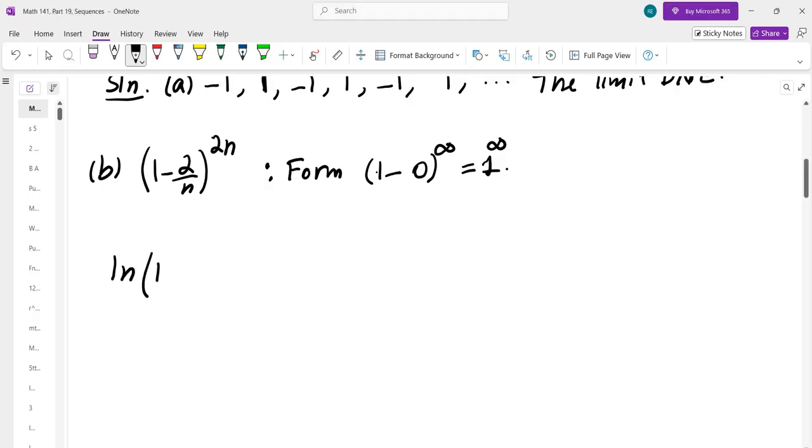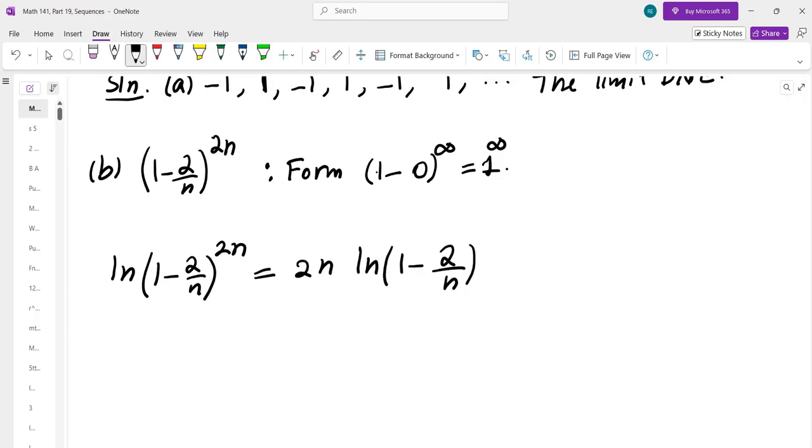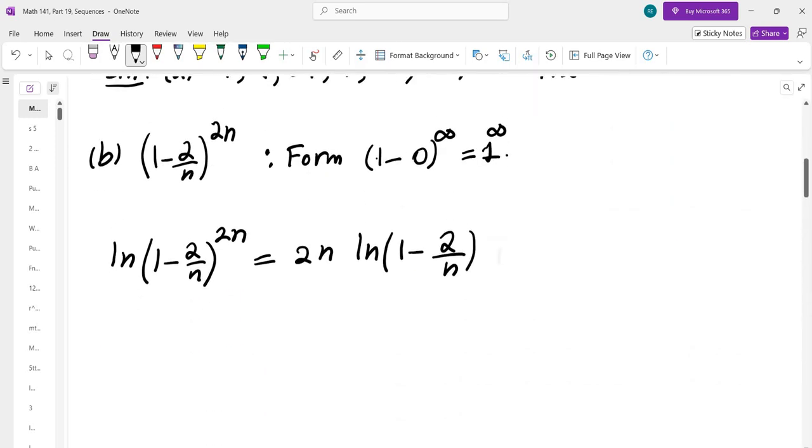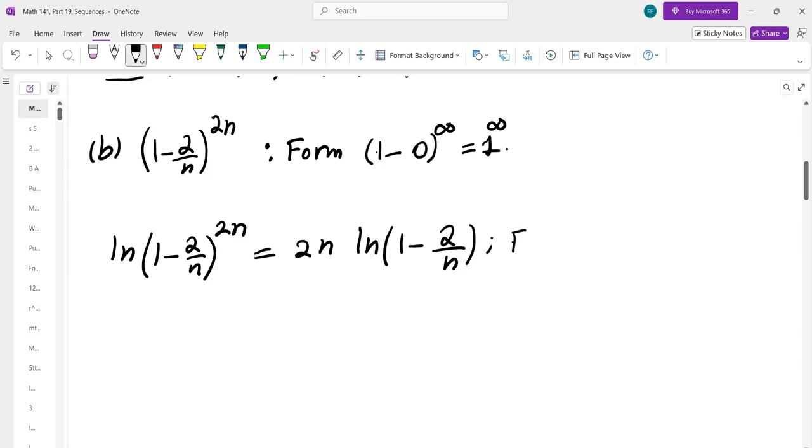So we take the natural log of (1 minus 2 over n) to the power of 2n. We put the 2n up front. We get 2n times the natural log of 1 minus 2 over n. Now, what is the form of this indeterminate form? Well, 2 times infinity is infinity, and then natural log of 1 is 0. So this is infinity times 0.